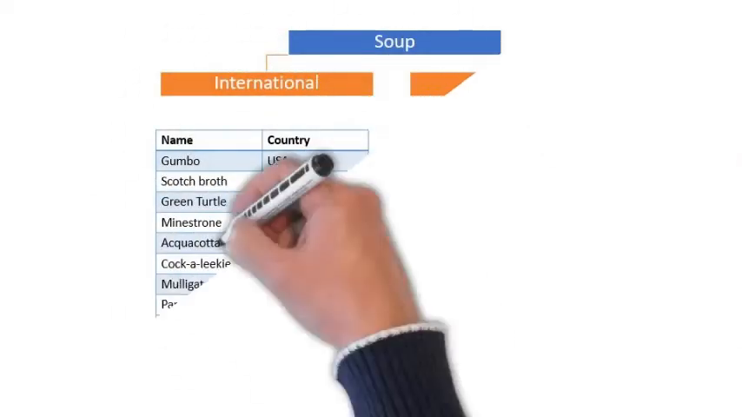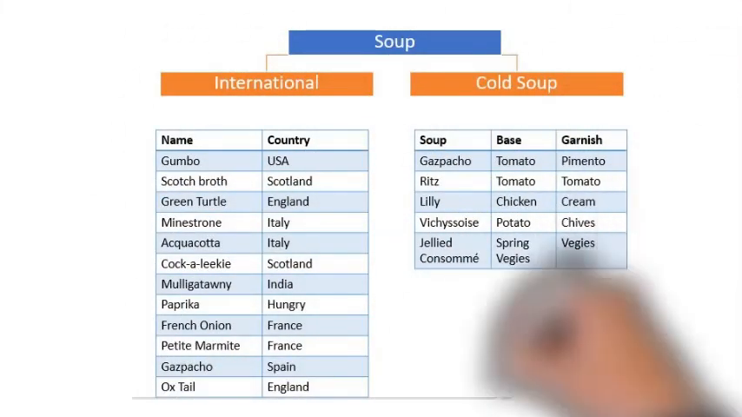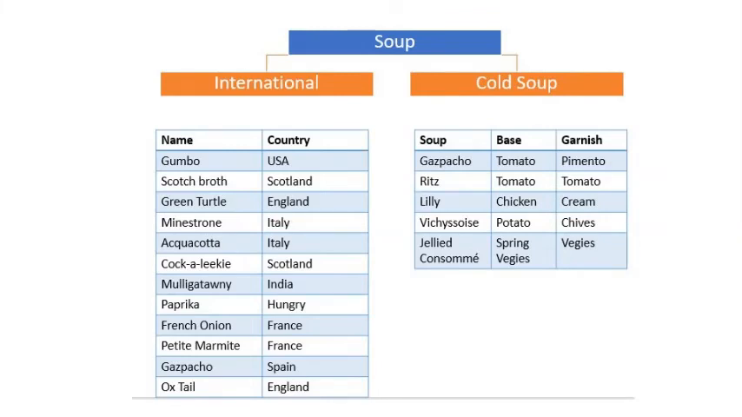So here's a list of some international soups and some cold soups. Let's talk about the international soups first. So these are the soups which represent a specific country culture. Like gumbo is from USA, Scotch broth is Scottish soup, green turtle is a British soup, minestrone is an Italian soup, acquacotta is again an Italian variety of soup, cock-a-leekie is a Scottish variety of soup, mulligatawny is an Indian variety of soup made with lentils and served along with rice.